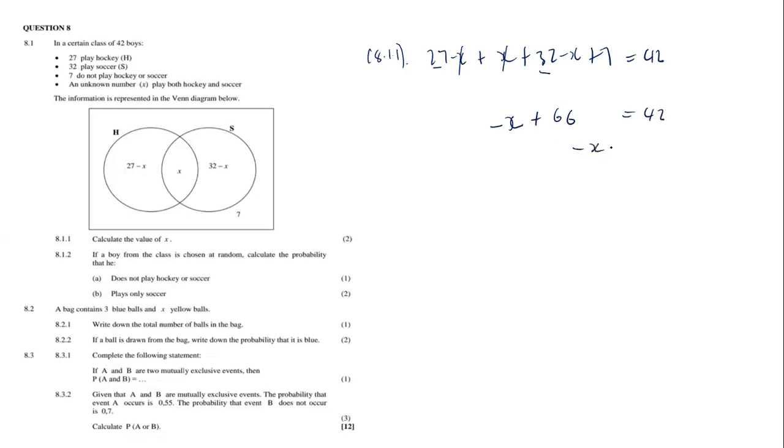Now I have negative X. I transpose positive 66, which becomes negative 66. So I'm going to say 42 minus 66. I get negative 24. I divide both sides by negative, and then my X will be 24. So the value of X is 24. That means 24 boys in that class play both hockey and soccer. 24, which is X over there.